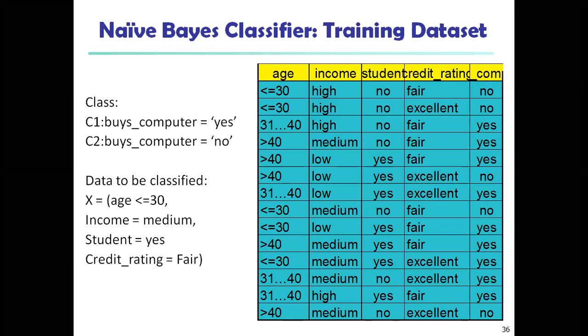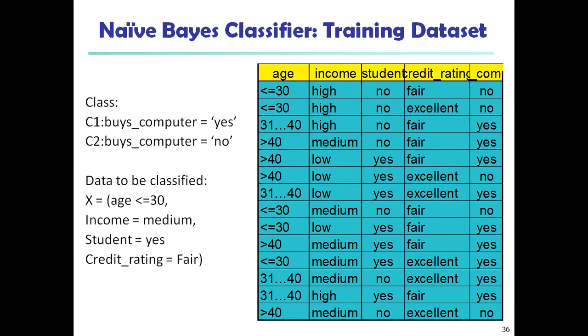See the example: Naive Bayes classifier on a training data set. How many people buy the computer, and how many people do not buy the computer? So yes or no. The data to be classified is X: age less than or equal to 30, income is medium, student is yes, credit rating is fair.